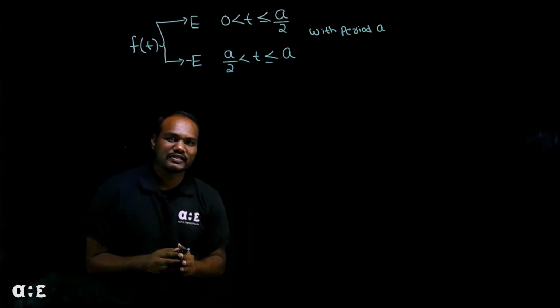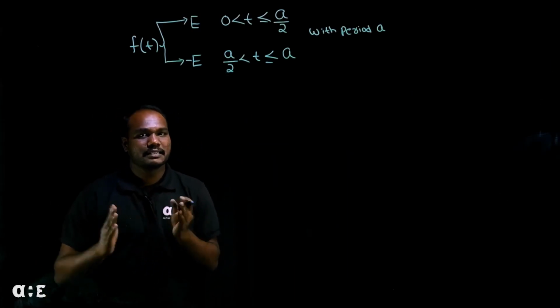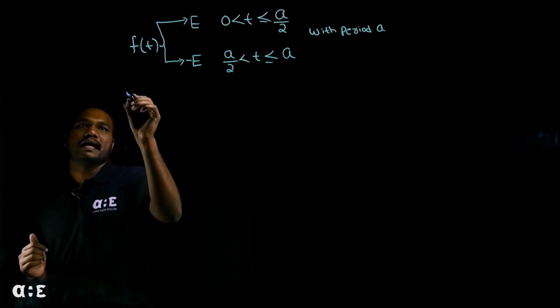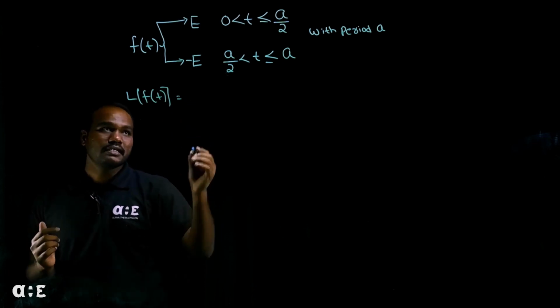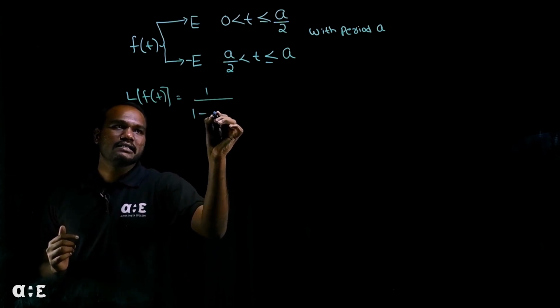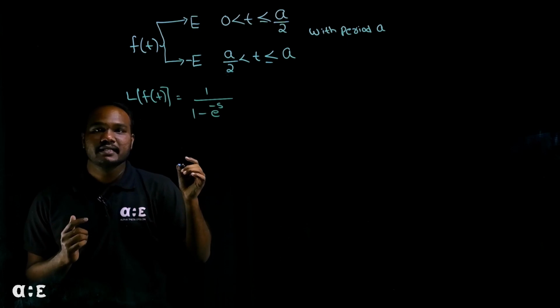Let's start today's question. Hey guys, this question is as in the examination. Let's substitute in the formula, right? So Laplace of f of t is nothing but, we know the formula, that is 1 over 1 minus e power minus s into capital T. Capital T is the period.